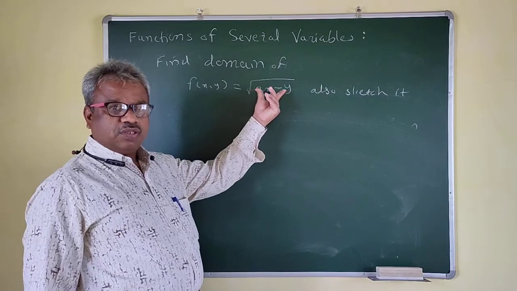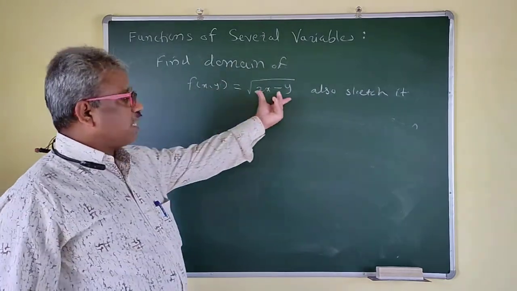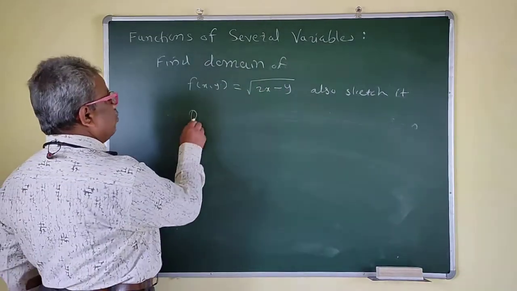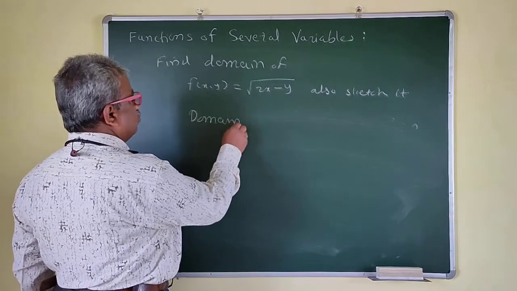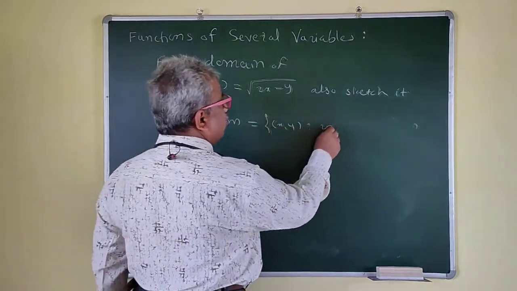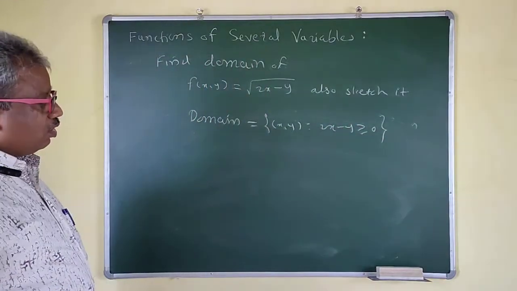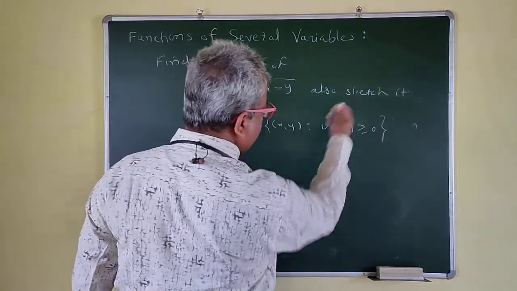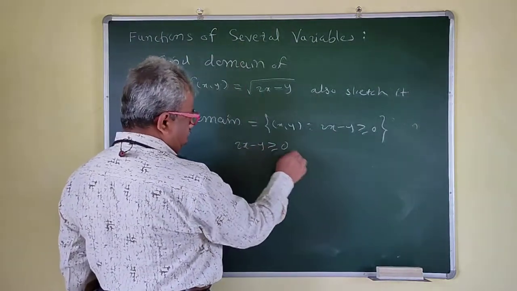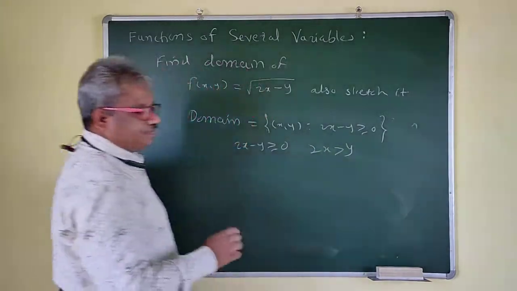So this is root of something. This should be positive. So the domain will be all x, y such that twice x minus y is positive. So the domain is equal to all x, y such that twice x minus y is greater than 0. Now we have to sketch that one. Twice x minus y greater than 0 means twice x is greater than y.